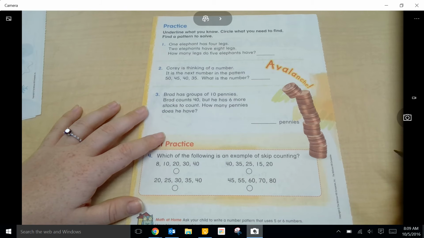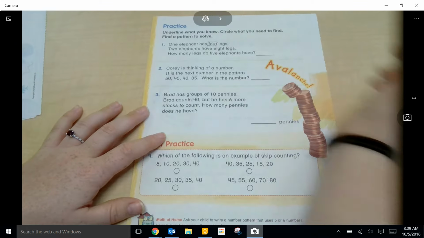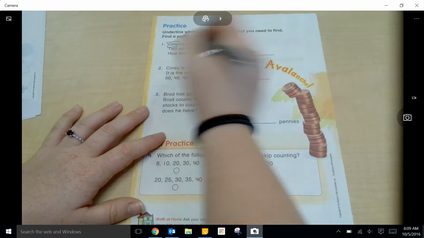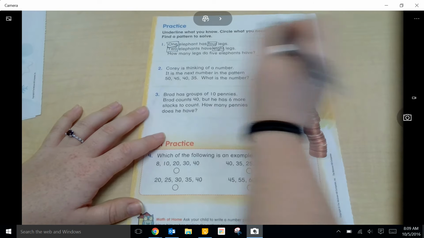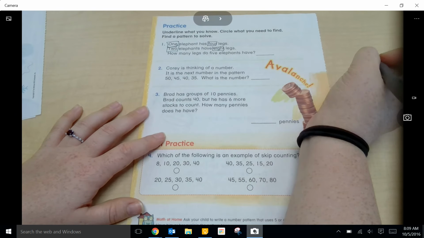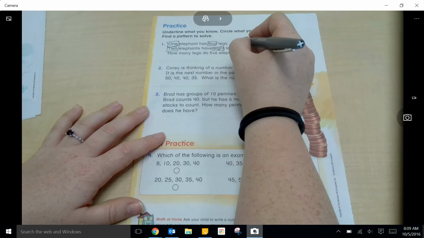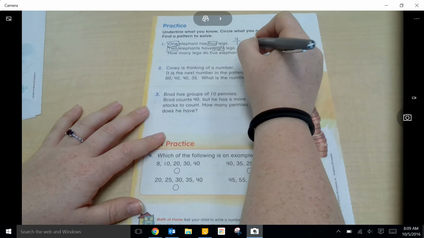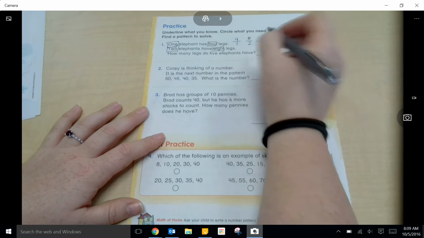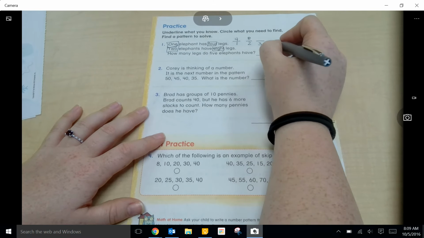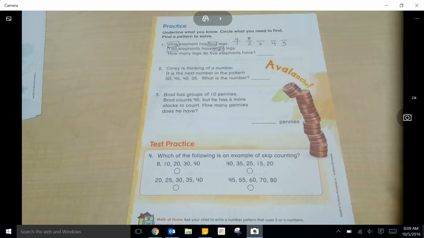Number 1 says, one elephant has 4 legs. 2 elephants have 8 legs. How many legs do 5 elephants have? Ooh, this is a tricky one. 1 elephant has 4. 2 elephants have 8. 3 elephants have what? 4 elephants have what? 5 elephants have what? Okay.